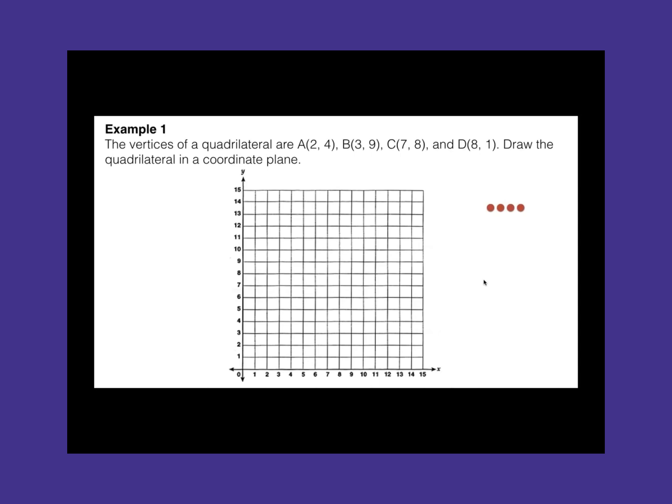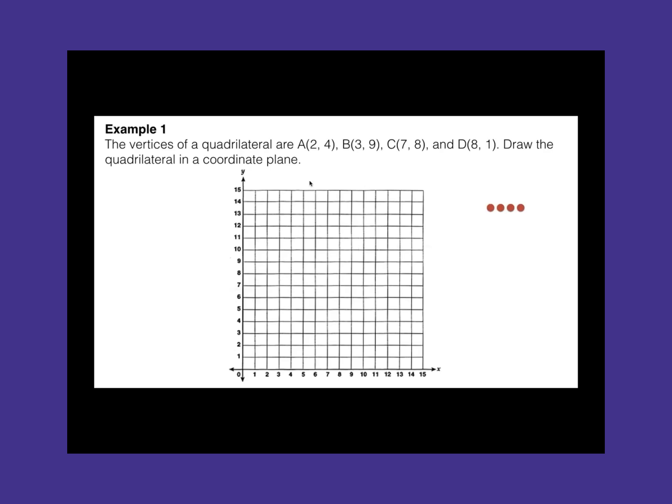Okay, before we get started with example 1, you're probably going to want some graph paper or grid paper. If all you have is line paper, it can work. You just have to make sure you're really organized and have nice straight lines. But if you have graph paper like this, it's going to make it a lot easier.